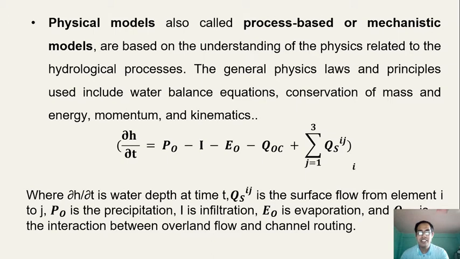dH over dt is equal to PO minus I minus EO minus QOC plus summation of QSIJ, where dH over dt is the water depth at time t, QSIJ is the surface flow from element I to J, PO is the precipitation, I is the infiltration, EO is evaporation, and the QOC is the interaction between overland flow and channel routing.